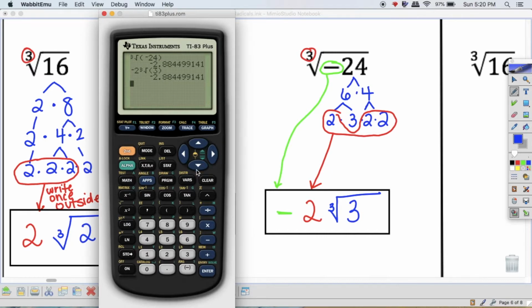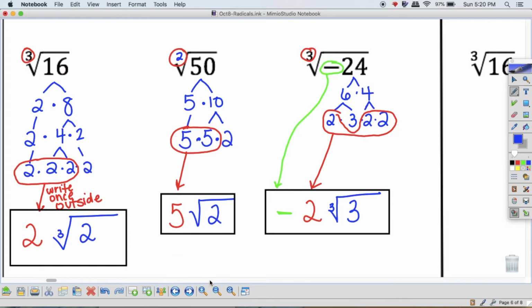By the way, if you wanted to do a 4th root or 5th root or 6th root, you would press 4 and then this option. Like if you wanted to do the 4th root, you would do 4 and then math 5, and it would tell you that that is the index. Okay, so that's one way you could break them down, the simpler way.